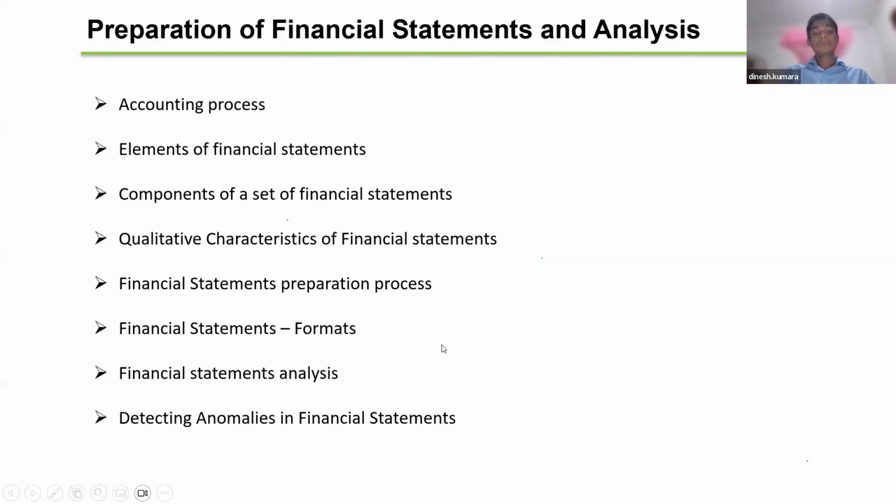Then financial statement formats, how to understand the formats of financial statements. When it is better to analyze, when you are using the analysis. Then financial statement analysis techniques. It can be ratio calculation, it can be trend analysis, different types of analysis techniques. Then detecting anomalies in financial statements. How to detect the anomalies of financial statements as an auditor, right? By looking at trend analysis sometimes, right? How to detect anomalies, right? That is the module on understanding the financial statements.